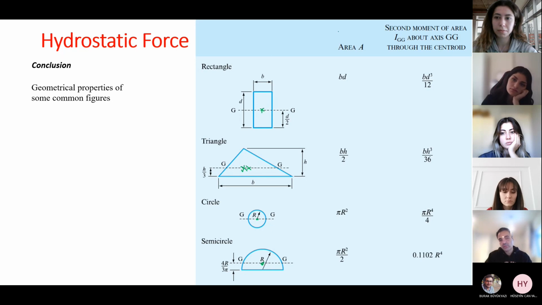As you always know the area of different regular shapes, to solve some problems in fluid mechanics, you should be aware of these values that show the centroid of the shape. Okay, so to find the centroid, you can use these figures, or you can use your statics knowledge to find the centroid for irregular shapes.